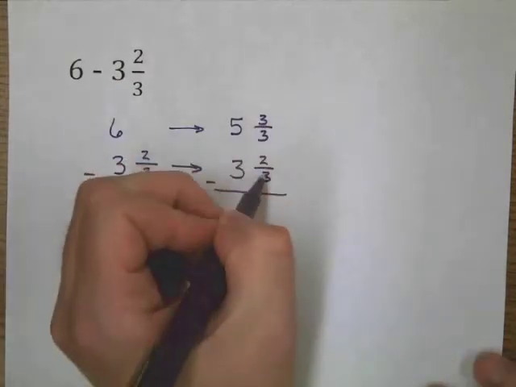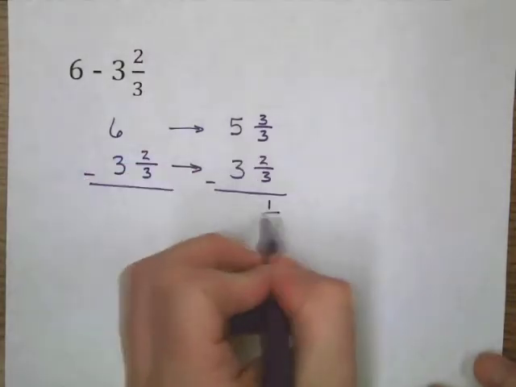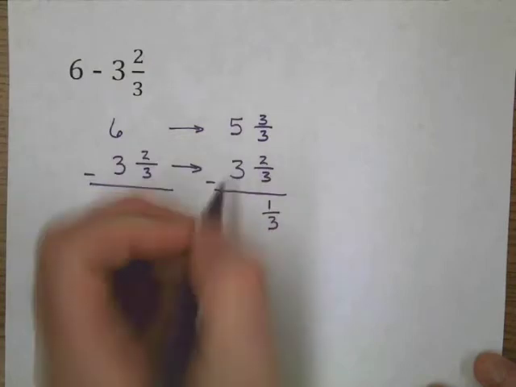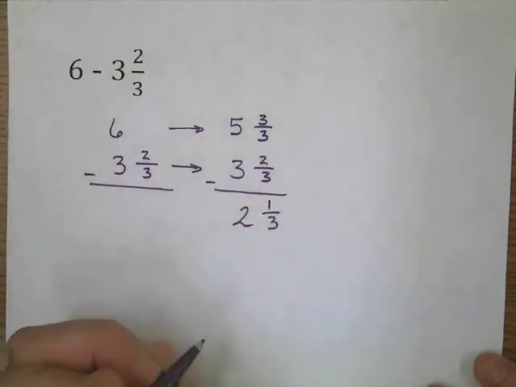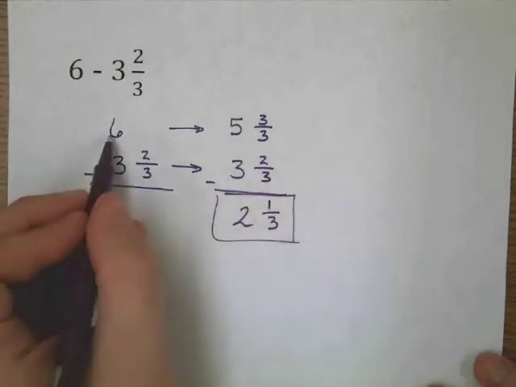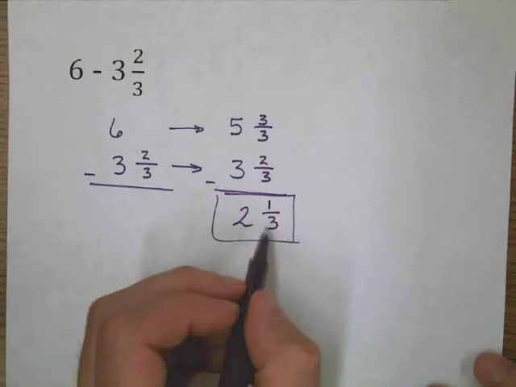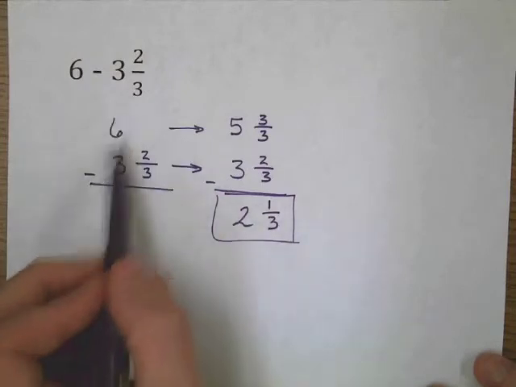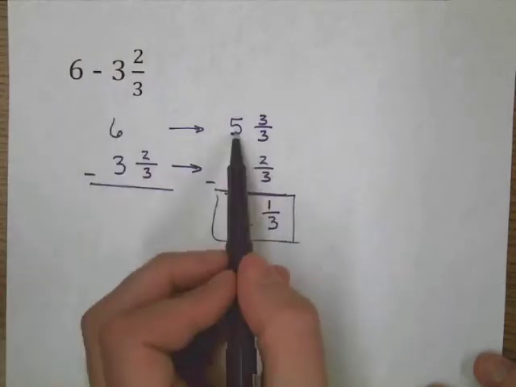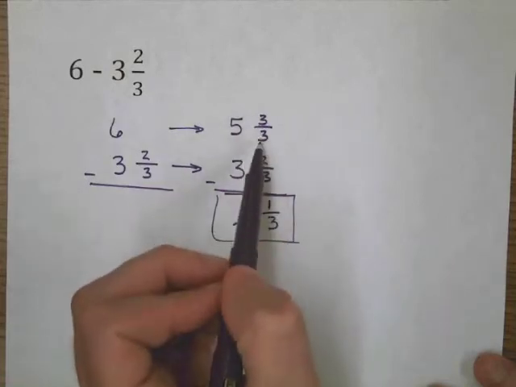So 3/3 minus 2/3, I have like fractions. That is 1/3, and 5 minus 3 is 2. It is in simplest form, so my solution to 6 minus 3 2/3 is 2 1/3. And what I did there is regroup that whole number into a whole number and a fraction that I could use, in this case, 3/3.